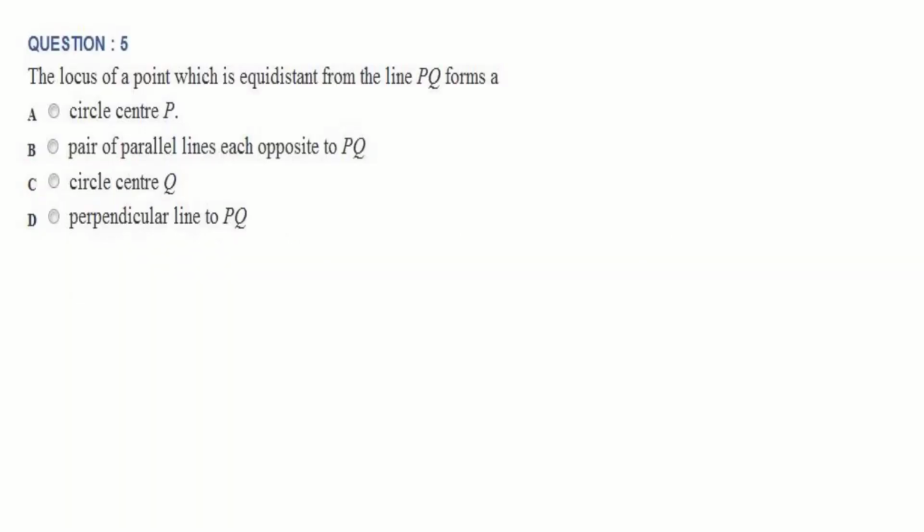The locus of a point which is equidistant from the line PQ forms a dash.